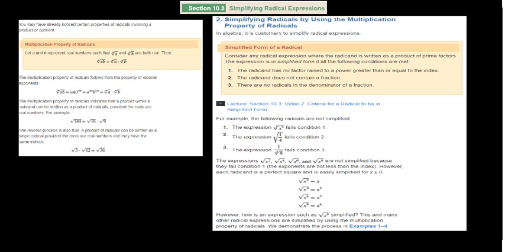Okay. So number 2, the radicand does not contain a fraction. So we see that, well, that's pretty easy to tell, right? We have a fraction. And 3, the expression, there are no radicals in the denominator of a fraction. The expression 1 over the cube root of 8 fails the condition. Okay, that's pretty easy, right? I think number 1 might be the hardest to wrap your head around as of right now, but we'll definitely get to an example here in a moment.